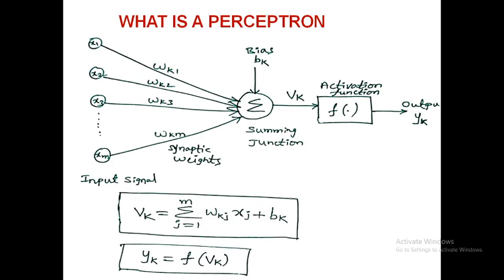So if we see the summing output, which is nothing but Vk, it is equal to the summation, j equal to 1 to m, of wkj into xj, the corresponding weights and inputs multiplied, plus bk. bk is nothing but the bias. So the overall output of this perceptron, which is simply a single layer neural network, the output Yk, is nothing but a function of Vk. Vk is the summed output of the summing junction.